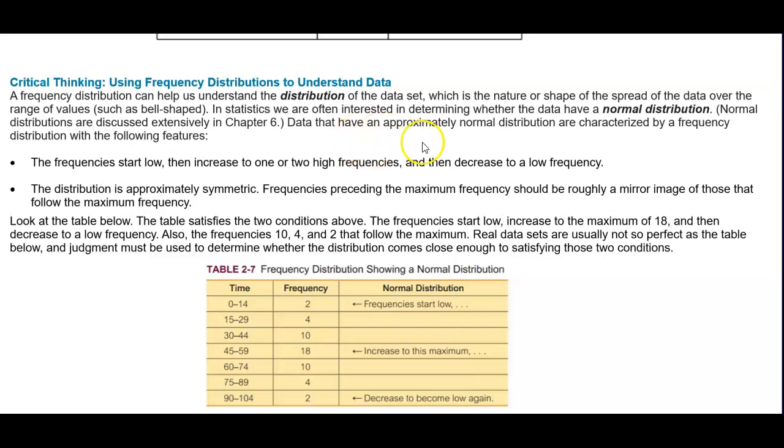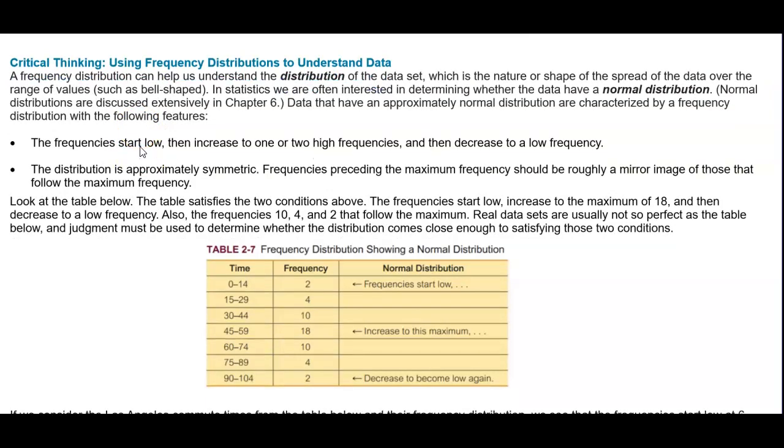Now, data that have an approximately normal distribution are characterized by a frequency distribution with the following features. The frequencies start low, then increase to one or two high frequencies, and then decrease to a low frequency. The distribution is approximately symmetric. The frequencies preceding the maximum frequency should be roughly a mirror image of those that follow the maximum frequency.